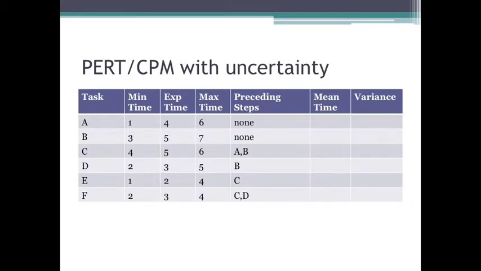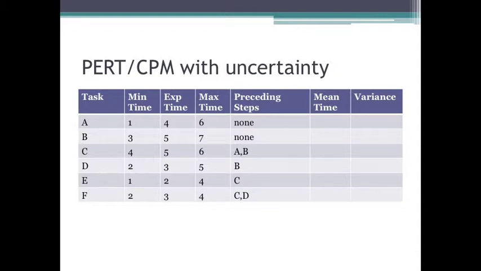So let's take a slightly different example. We have a set of tasks here, except in this case, instead of having some project completion time, we have these estimates: a minimum, expected, and maximum time. Also, we have a set of preceding steps, predecessors, like we would normally find within PERT CPM.